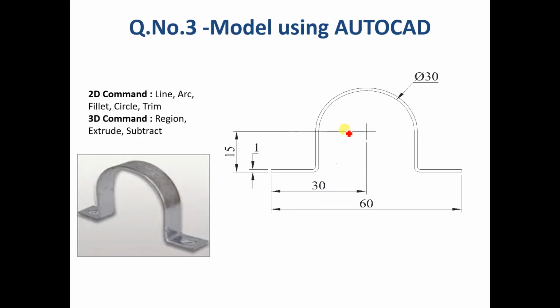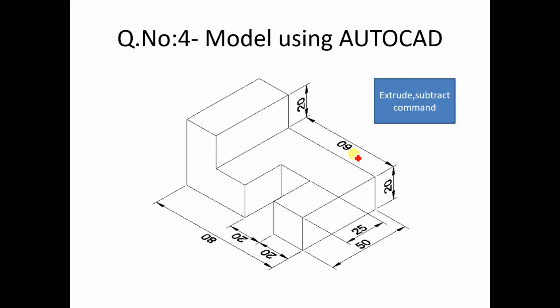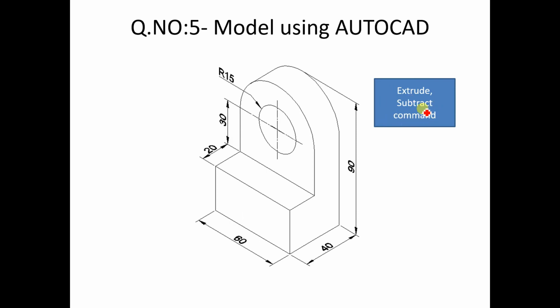And the clamp, so this one is the clamp. Here in the clamp we use line, arc, fillet and circle to make a 2D sketch, convert it into a region, and after converting into a single object, we extrude it. To make a hole we subtract. The rest of the problems use the commands extrude and subtract. So, power failure.